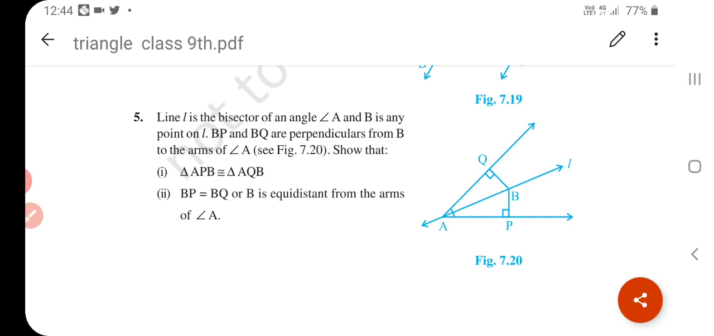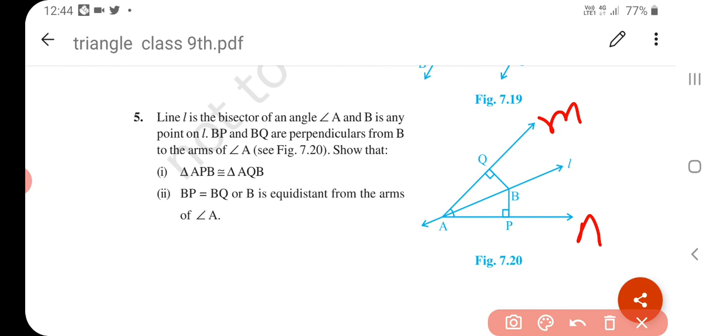So here, what is given in question number 5? It's given L is a bisector of angle A. So the two parts of angle A will both be equal because L bisects angle A. So we know QAB is equal to PAB. Understand? Now what do we know? BP is perpendicular to N, because if we write the names, this is N and this is M.